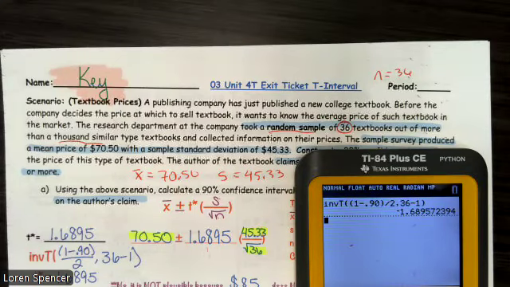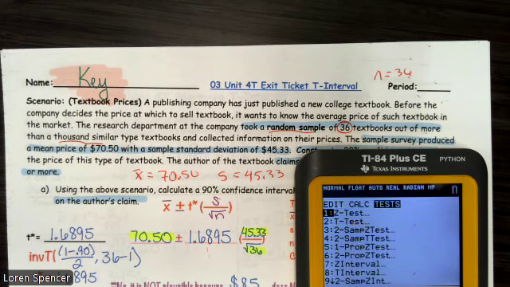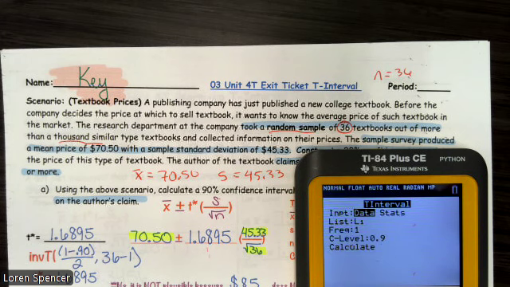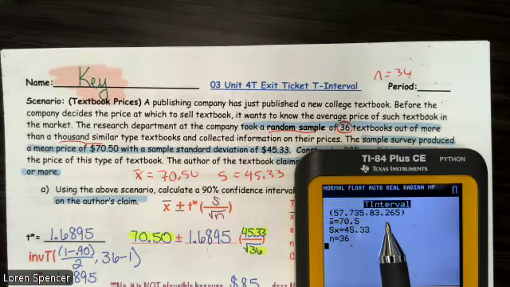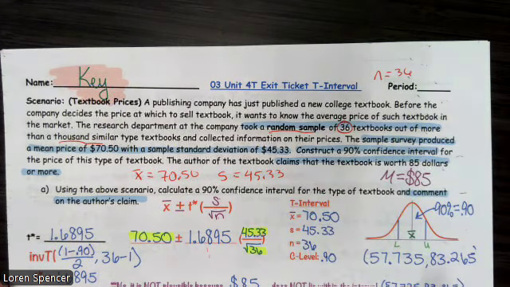Well, now that we have all that information, we can actually run and set up our confidence interval. So stat, test, drop down to number 8, T interval. Make sure stats is highlighted. In this case, our X bar was 70.50. Our S was 45.33. Our sample size was 36, and we want a confidence level of 90% or 0.90. And I get an interval of 57.735 and 83.265 is the upper bound.